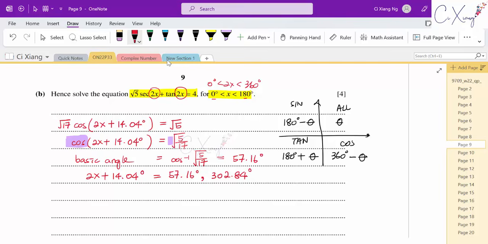Okay, so the general guideline here shows that we already go through the one cycle. So we can slowly find out the value of x. To find out the value of x, you move 14.04 over, then after that divide your answer by 2. If you didn't do any careless mistake on this part, basically your x should be 21.6 and also 144.4. Alright, so this is how we solve question 7.